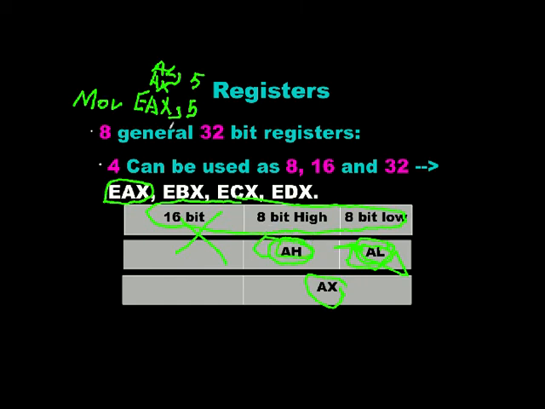So this is how we can use what? This is 1 byte. 8-bit is 1 byte. So I can use it as 1 byte, I can use it as 2 bytes, and I can use it as 4 bytes, which is 32-bit. Those are the only registers that I can divide or split into smaller bytes: EAX, EBX, ECX, EDX. So those are really important registers.